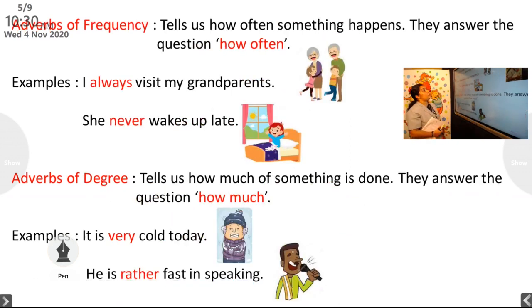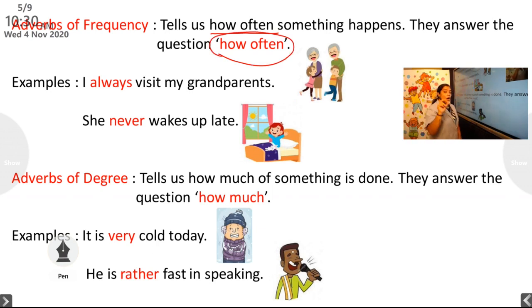Next is adverb of frequency. Maybe you may find a little bit confusing regarding adverb of time and frequency. Time and frequency is completely different. Don't get confused. Adverb of frequency tells us how often something happens. How often or how many times something happens, and they answer the question how often.